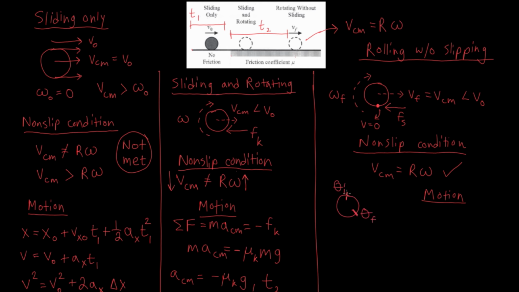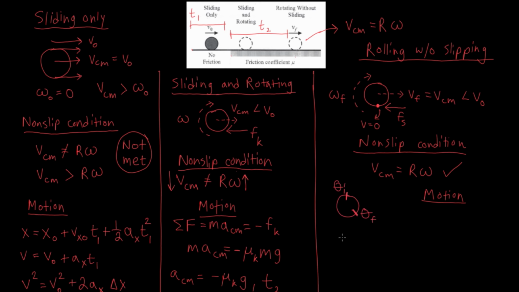Now the angular displacement is just going to be the difference between these two values. That means that the object rolled through an angle of theta final minus theta initial. That would be the angular displacement. So now we can write equations of motion which are similar to the earlier equations of motion in kinematics, but now we can apply those kinematic equations as rotational kinematic equations. And these equations will be very similar to these kinematic equations for sliding only.